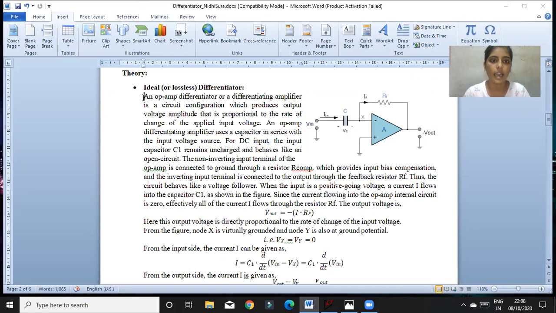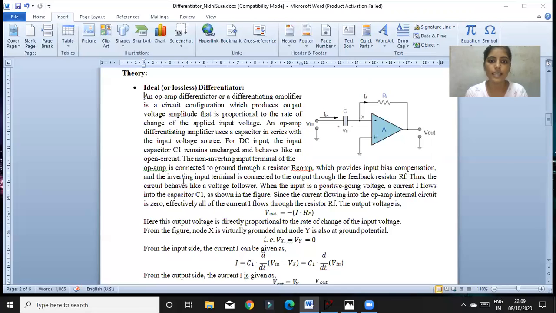It is an ideal lossless differentiator, where an op-amp differentiator, or differentiating amplifier, is a circuit configuration which produces an output voltage amplitude that is proportional to the rate of change of the input voltage amplitude. In an op-amp differentiating amplifier, it uses a capacitor in series with the input voltage source. So for a DC input, capacitor C1 remains uncharged and behaves like an open circuit.